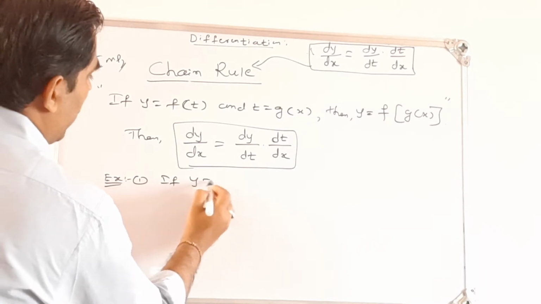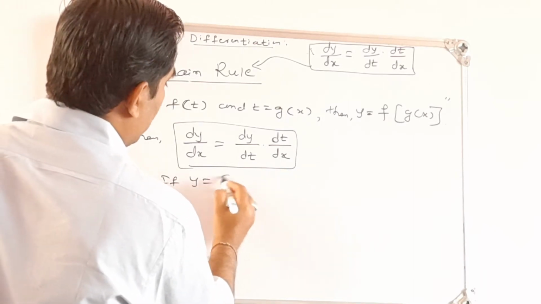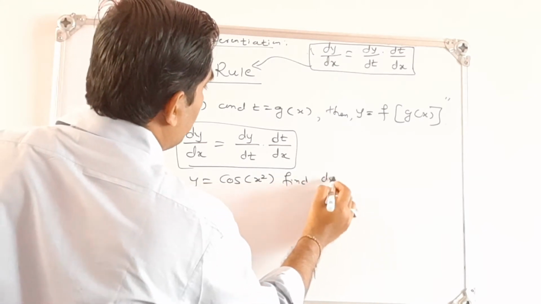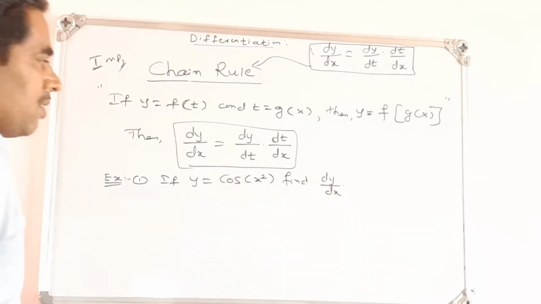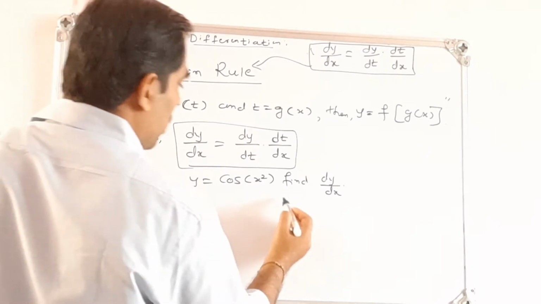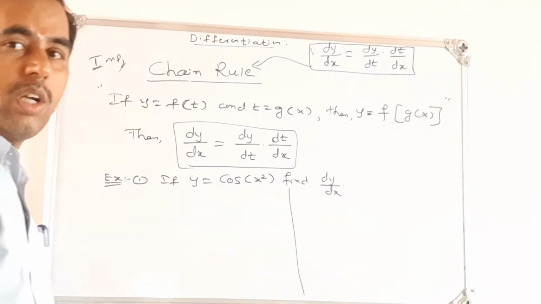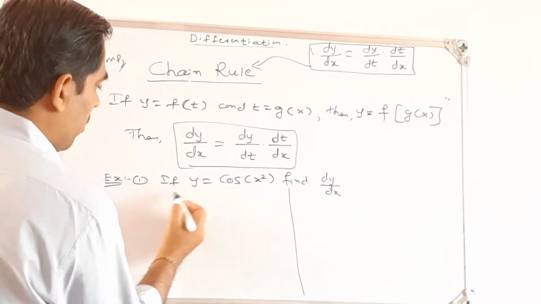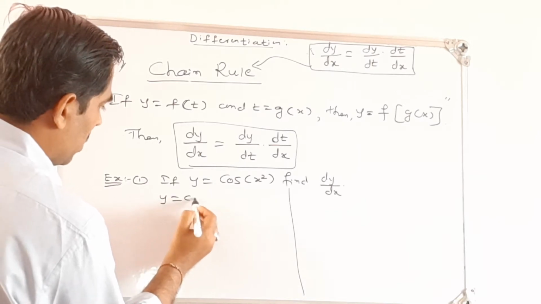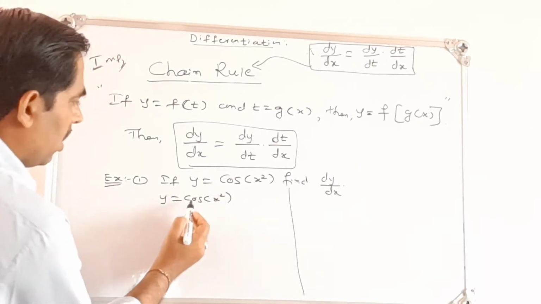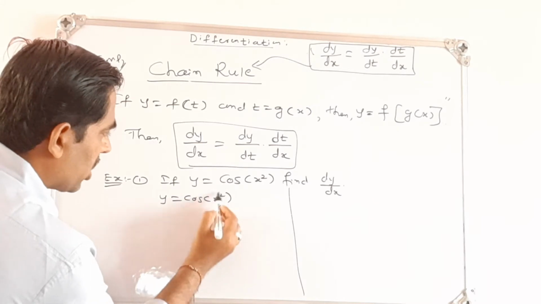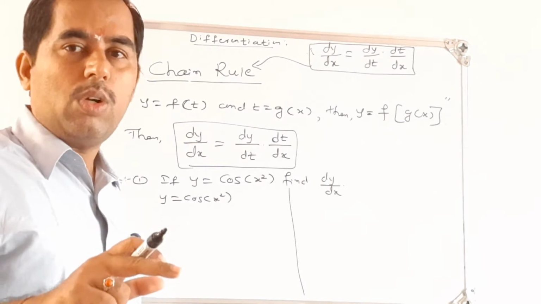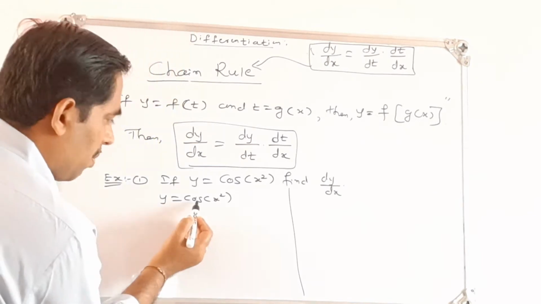If y is equal to cos x square, find dy by dx. This is my first example. I will show two methods to differentiate it, and afterwards we can follow any one of the methods. The given function is y is equal to cos x square. Here, instead of x, I have x square, so it is a composite function. First we have to remember, the chain rule is used to differentiate composite functions. So it is a composite function.